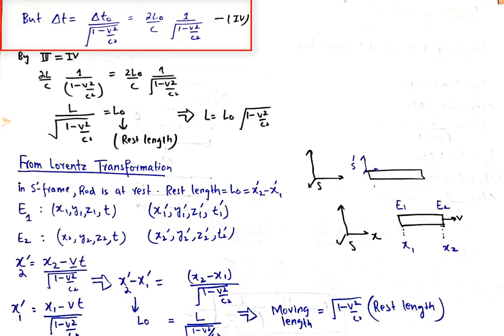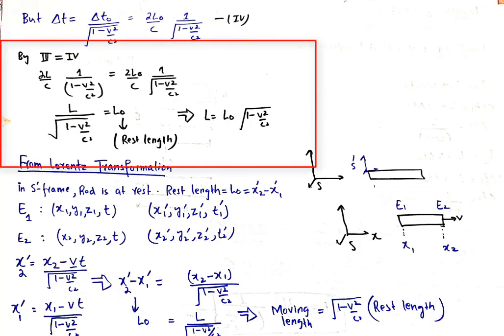We already did this. Using this expression I can find the time interval in the moving frame, which is 2L naught by C times 1 minus V squared by C squared under the root. So this is giving me the time interval in the moving frame. Also this is giving us the time interval in the moving frame. So I can equate these two equations, which gives me this delta t equal to this delta t.